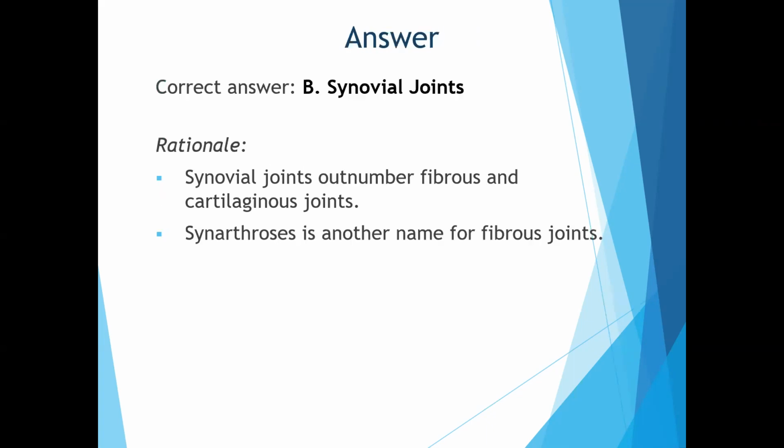And the correct answer is B, synovial joints. Remember, this is the most numerous, also the most versatile. They outnumber fibrous and cartilaginous joints by quite a bit. And remember, synarthroses is the name for fibrous joints. The other name for synovial joints, if you remember from the beginning of the slide, is diarthroses.